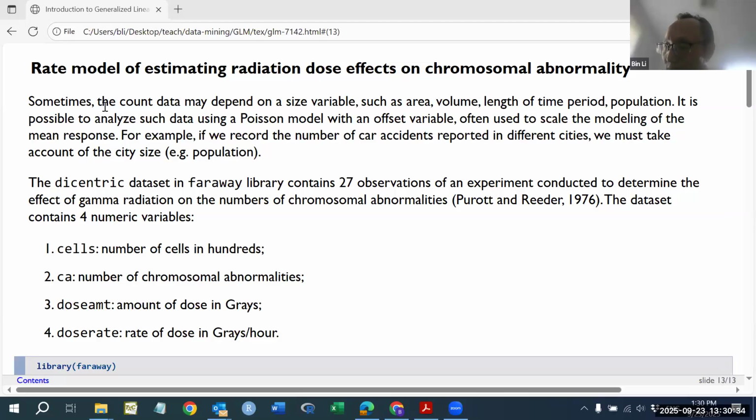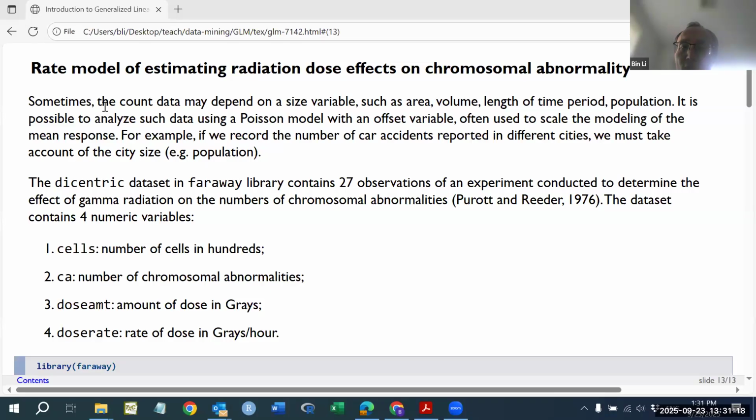Sometimes we know that Poisson distribution is about the count. But sometimes the count data depends on some size variable. For example, let's say it depends on the population size. Like if we are talking about the sell volume of a certain product, but that sell volume is related to the population size in that city, right? If we have a large population size, of course the sell volume will go up. So that is related to some size variable.